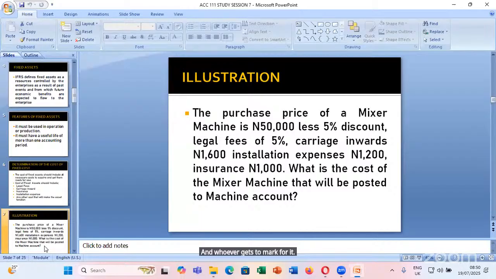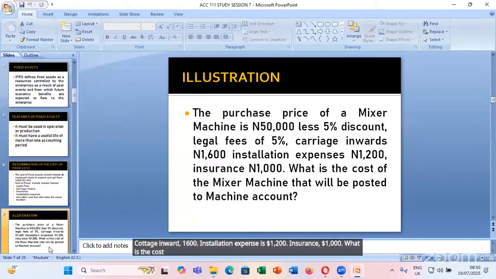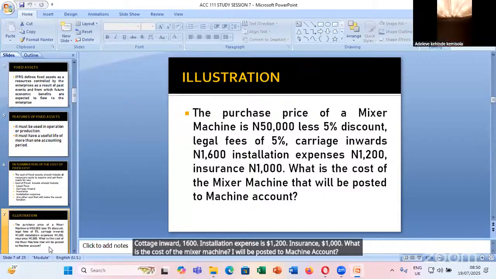The purchase price of a mixer machine is 50,000, less 5% discount. Legal fee is 5%. Carriage inward 1,600. Installation expenses 1,200. Insurance 1,000. What is the cost of the mixer machine that will be posted to the machine account? Class, whoever gets it will get 2 marks.